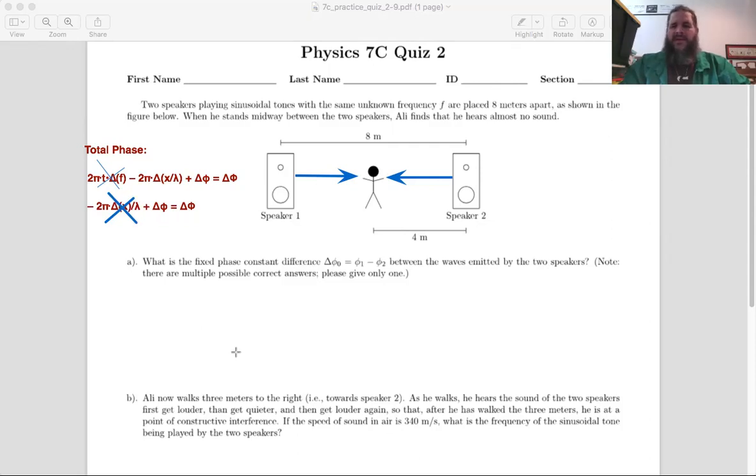The only other thing that could be different about these waves is what? The phase constant. Yeah, they could have different phase constants. In fact, in this case, since everything else is the same, the difference in phase constant is the difference in total phase. There is no other difference. Any questions on that so far?